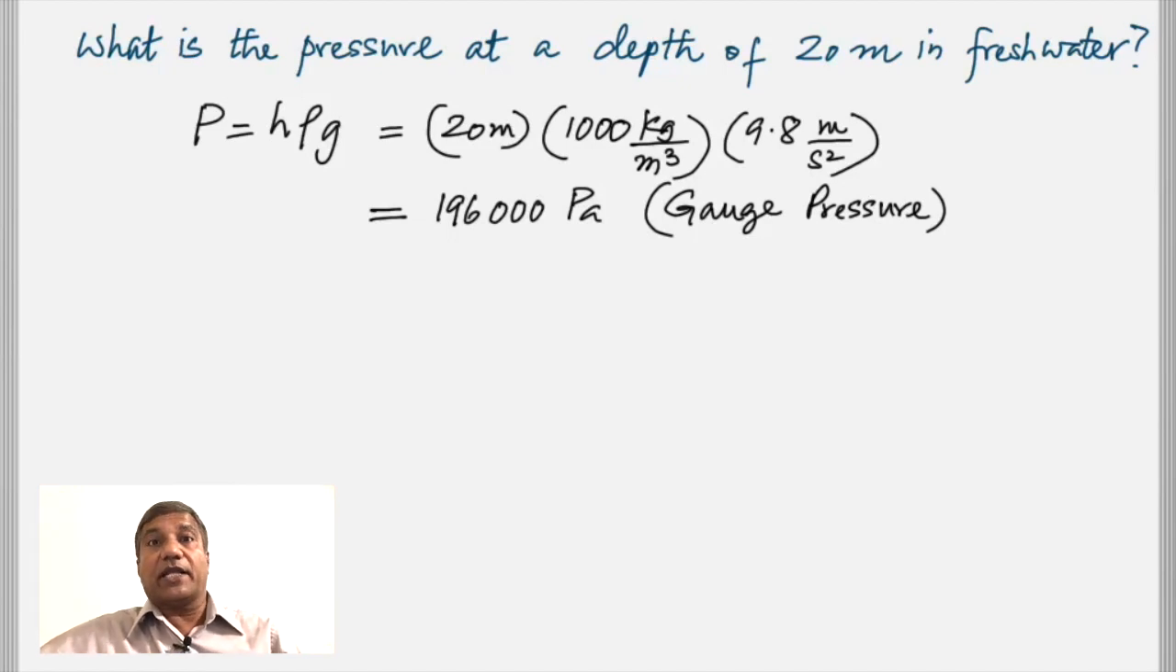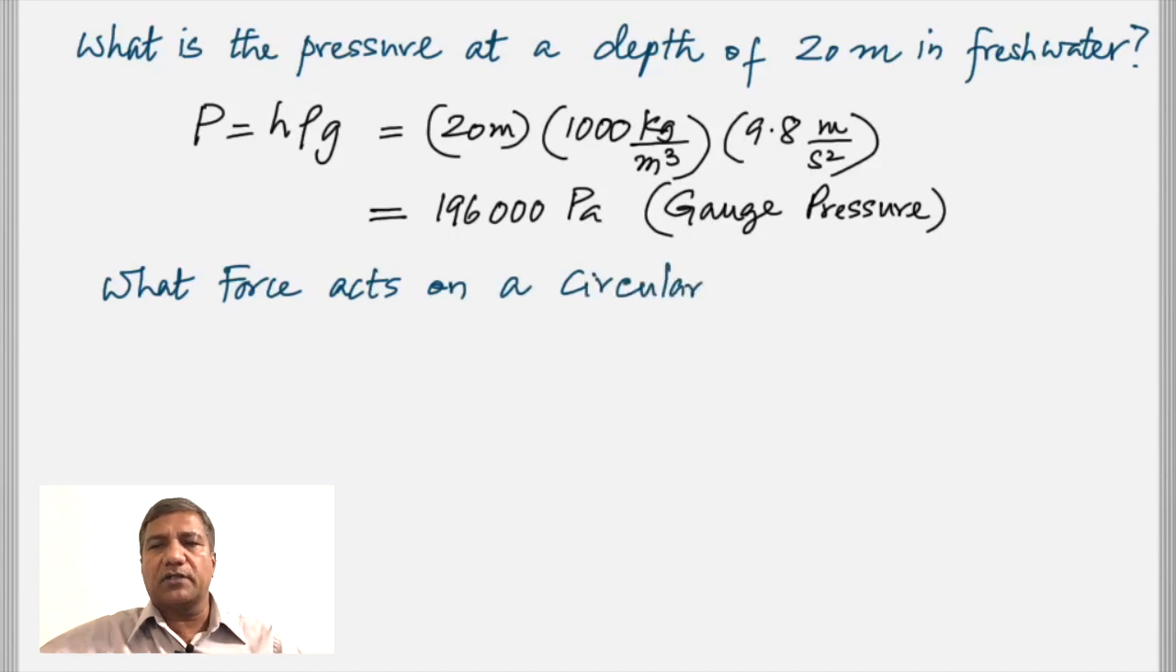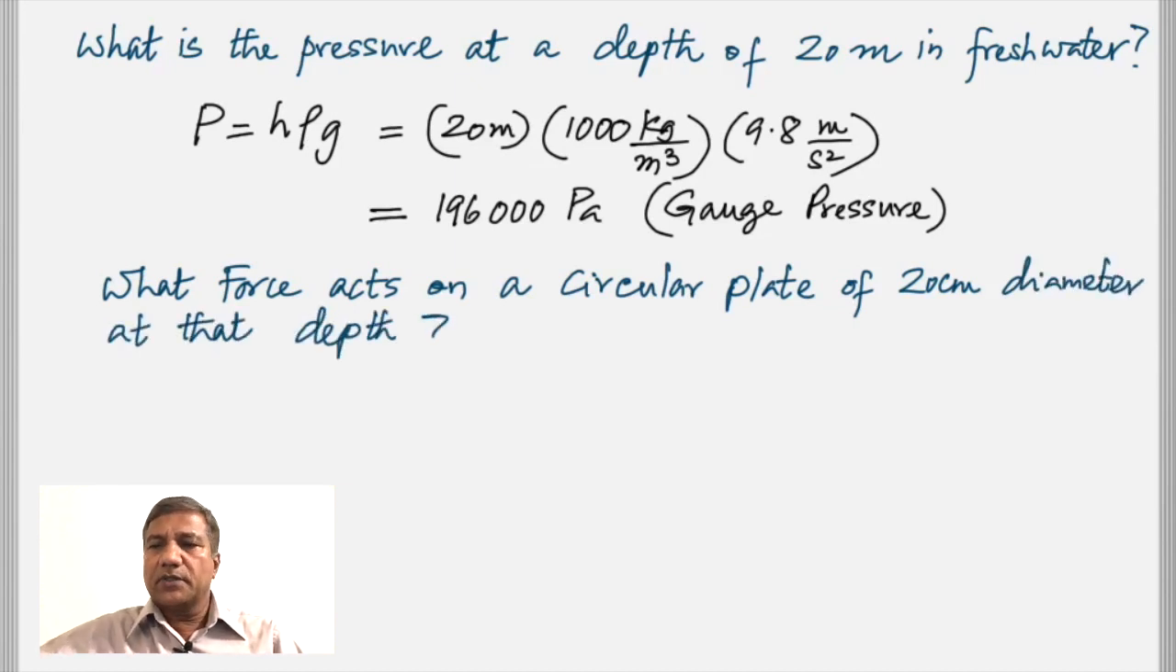Pretty simple. And now let's imagine that you have a circular disc at that depth, and if you're given the radius of that disc, can you find the force that acts on it? All right, so let's see. What force acts on a circular plate or circular disc of 20 centimeter diameter, which is kept at that depth? So now we have to use the formula. Pressure is force by area. Once again, we are only using the gauge pressure. So the pressure is force by area.